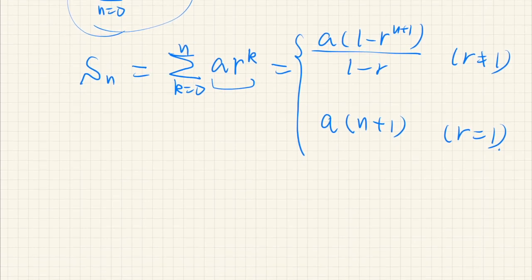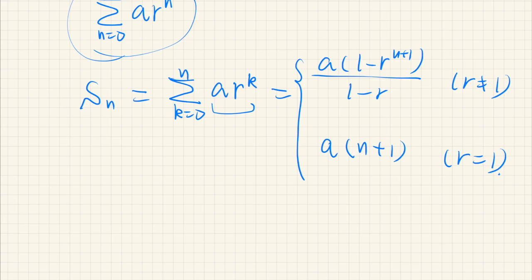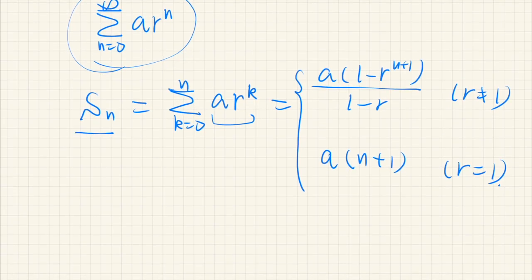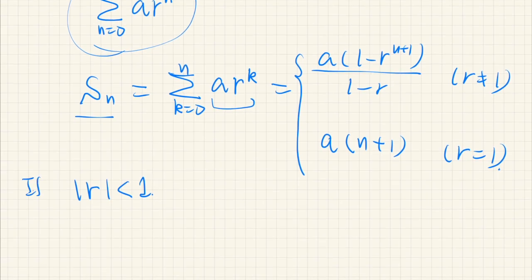Then we can see this partial sum converges as n goes to infinity if and only if the absolute value of r is less than 1. So if this is the case, then S_n converges to a over 1 minus r.